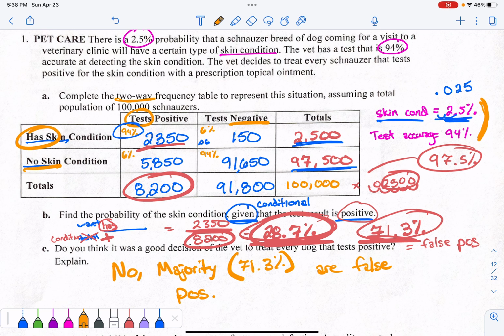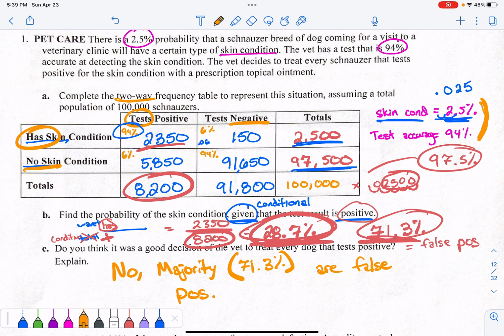Now, you could argue this and say, okay, if the treatment of the dog is really non-invasive and not very bad for them, like if it's just a $5 ointment that I put on their skin, you might as well go ahead and treat them if it's not going to hurt them. What's the harm in that? But if it's going to be a $1,000 injection that they have to get, and it's going to cost me a lot of money and be really painful for the dog, you better believe I'm going to run that test again.